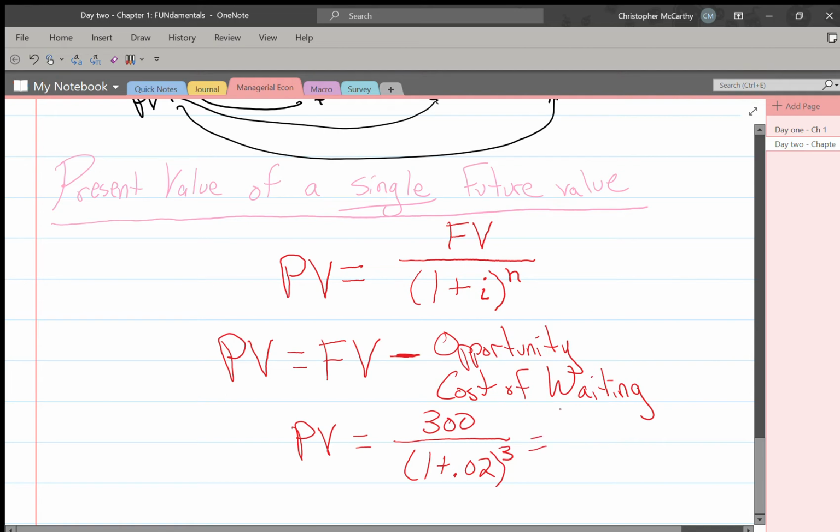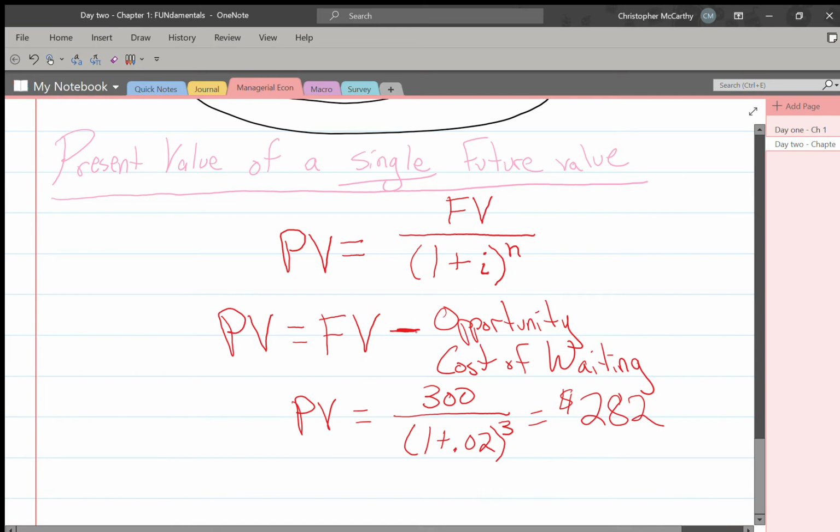And some change. Which makes sense, right? Because this is the future value minus some opportunity cost of waiting. What's our opportunity cost of waiting in this particular problem? It's going to be $18. Does that make sense?